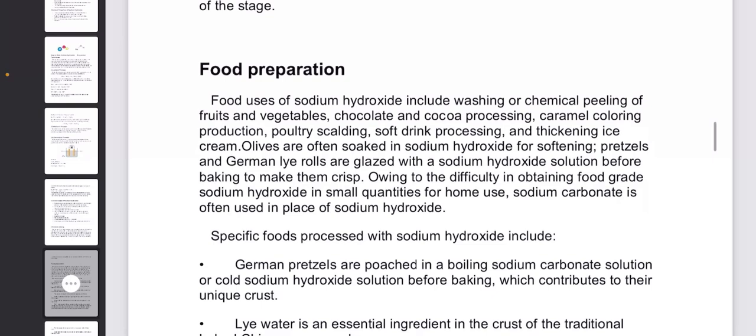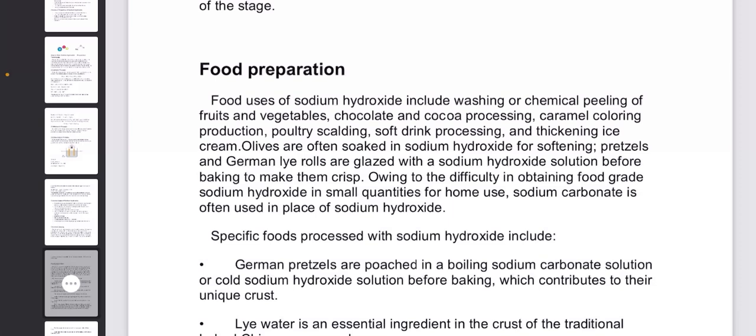Food preparation. Sodium hydroxide is also used in food preparation. Many different foods you eat are prepared with sodium hydroxide. Food uses include washing or cleaning, peeling of fruits and vegetables, chocolate and cocoa processing, caramel coloring production, poultry and soft drink processing, and thickening ice cream. Olives are often soaked in sodium hydroxide for softening. Pretzels and German lye rolls are glazed with a sodium hydroxide solution before baking to make them crisp.